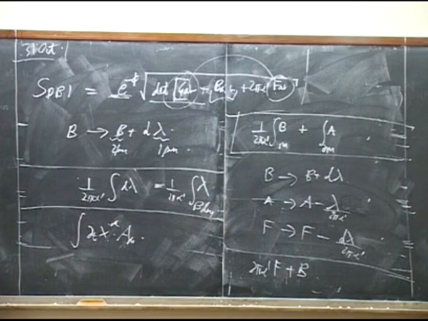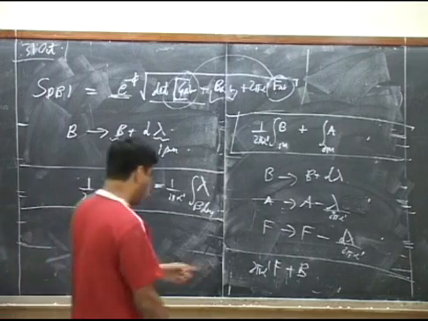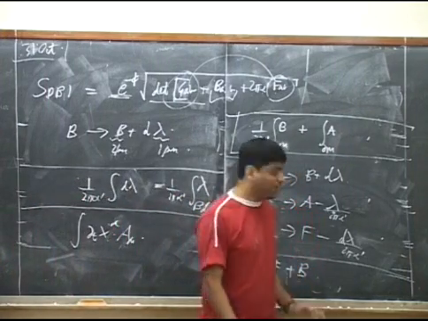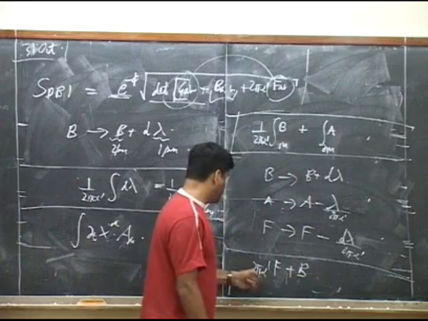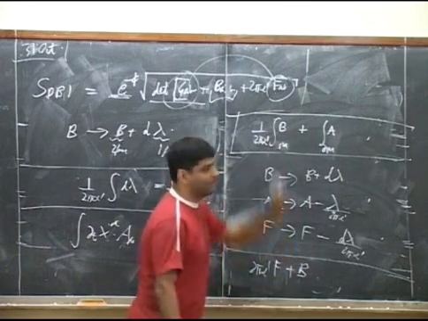So in any formula where F appears, it will appear in the combination 2 pi alpha prime F plus B. And that's this.